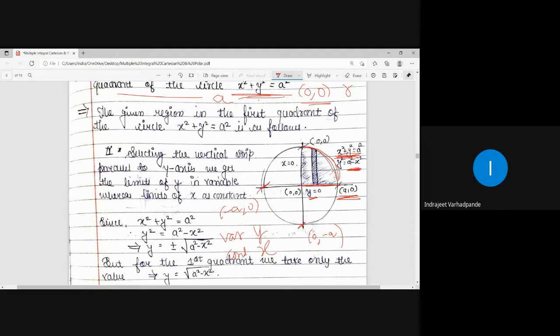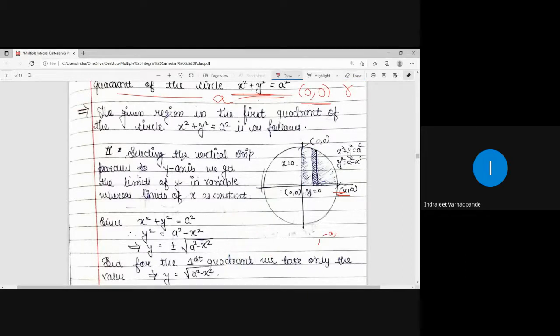Then, sliding this particular vertical strip in this region, one end of it is lying on the y-axis. It starts from this particular point, so x will be moving from 0 to a. That is how the interpretation will be done after drawing the region and simplifying.